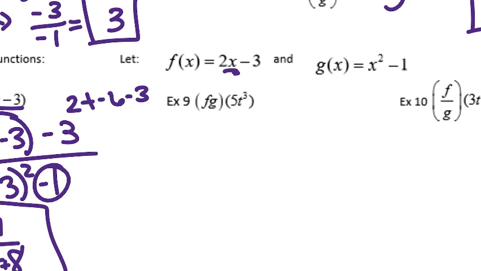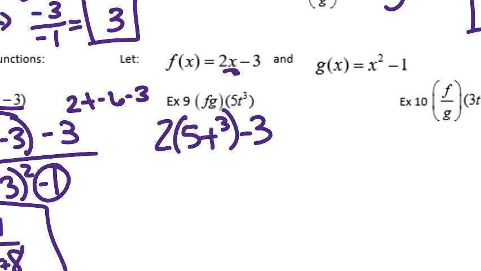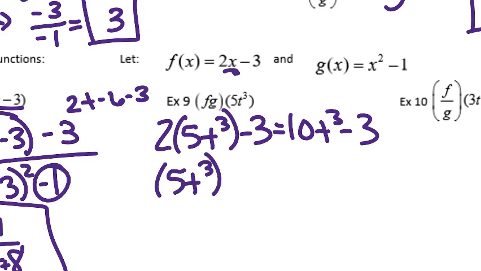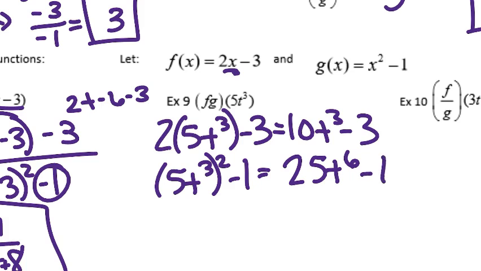Okay, the next one, f times g of 5t cubed. So we are going to plug in 5t cubed for x. And then let's find out what that is. So that would be 10t cubed minus 3. And then let's do the g of 5t cubed. So that'd be 5t cubed squared minus 1, which is 25t to the 6 minus 1. And we are multiplying those.